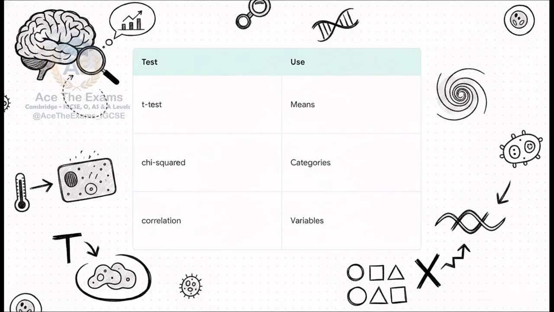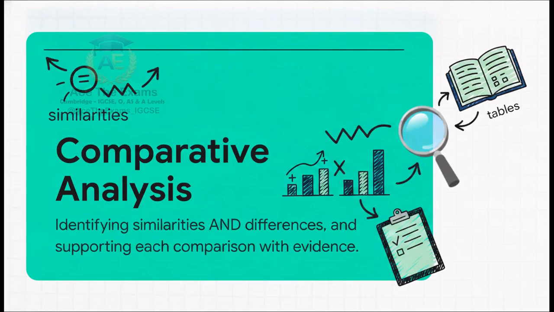And if you're trying to figure out the relationship between 2 variables, like say temperature and membrane permeability, you use correlation tests. Seriously, just knowing which test to use is half the battle won for securing those method marks. And this brilliantly illustrates the next major leap in what examiners actually expect from you: comparative analysis. Whenever a question asks you to evaluate and compare, examiners are demanding a very, very specific structure.